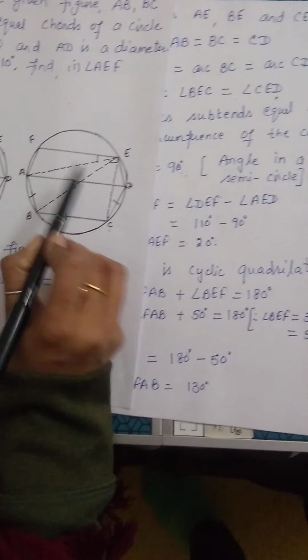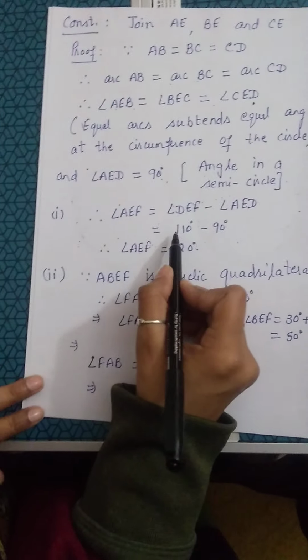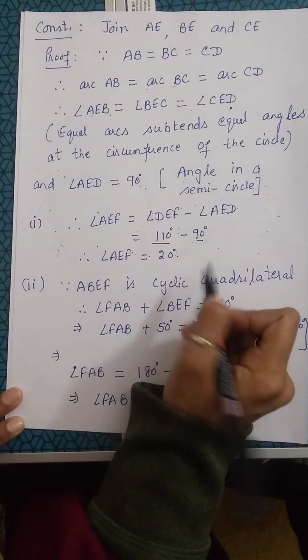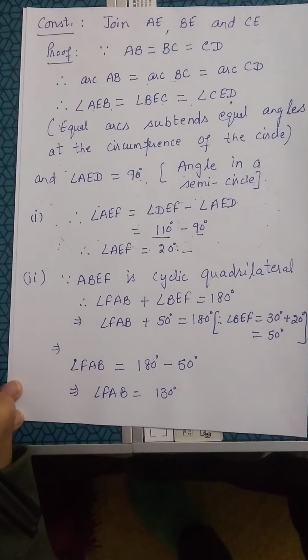DEF minus AED. If we subtract these measures, DF is given as 110 and AED is 90 degrees. Therefore, angle AEF will be equal to 20 degrees.